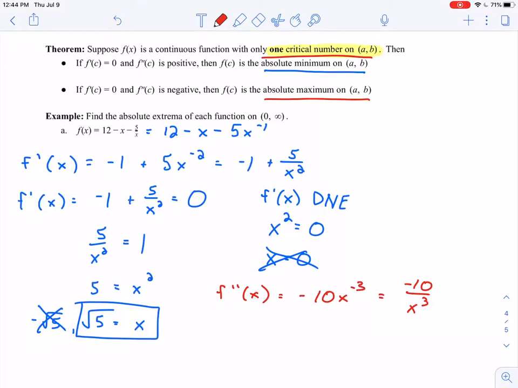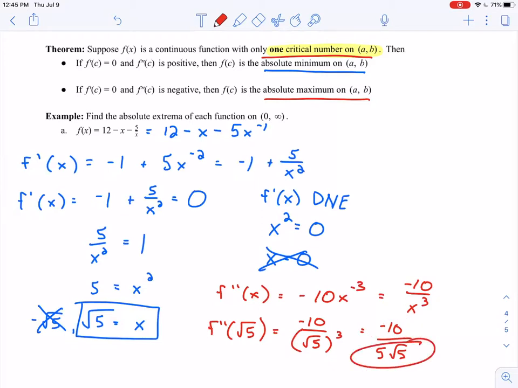So I want to take square root of 5 and plug it into my second derivative, check the sign. Is it positive or is it negative? So f double prime of square root of 5 is equal to -10 over square root of 5 raised to the third power, which is going to be an ugly number. It's going to be -10 over, if you really wanted to simplify it, 5 square root of 5, and then you could get an ugly decimal. Remember, it's the sign that I really care about. I have a -10 divided by a positive 5 square root of 5. I essentially have a negative number divided by a positive number. It's going to give me back a negative number.